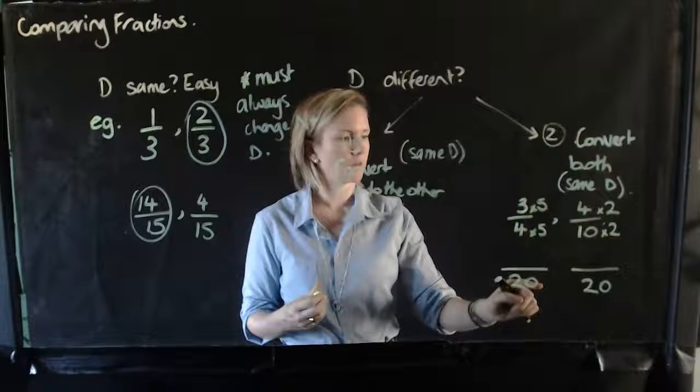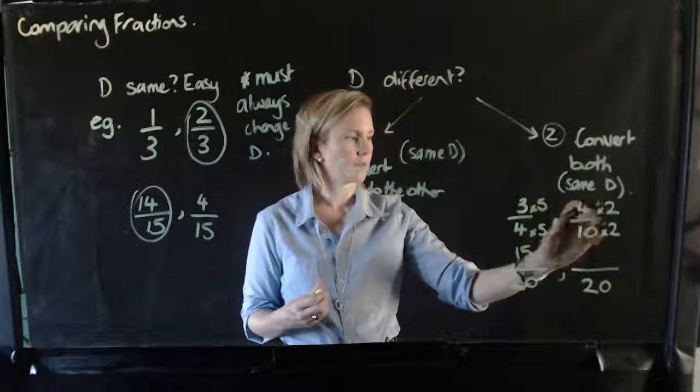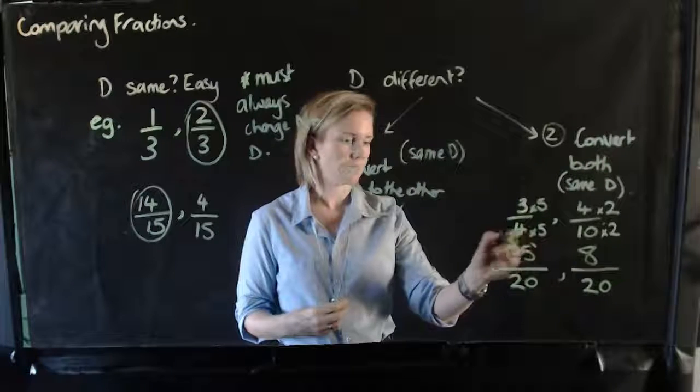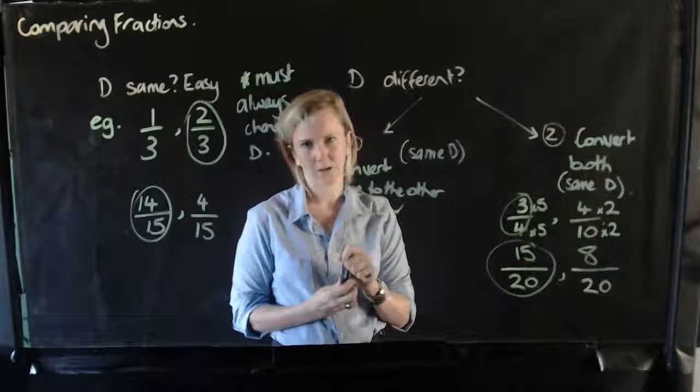So here I've done that already. 3 times 5 is 15. And 4 times 2 is 8. So here in this case, I can see that the larger fraction is 15 over 20, or this one, which is the original 3/4.